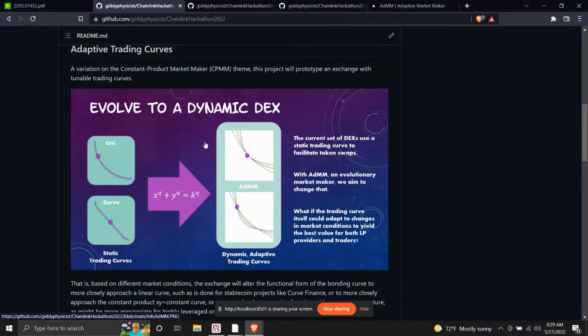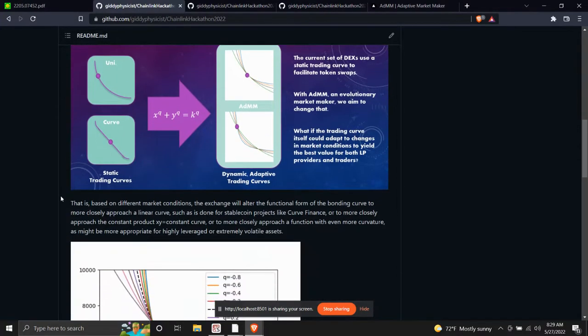So the basic idea is, what if we had a set of trading functions that were adaptable, so that for a given history of prices of tokens, you could adapt the shape of the trading curves to give the most optimal value both for liquidity providers and for traders. That was the idea that I wanted to prototype in this project.